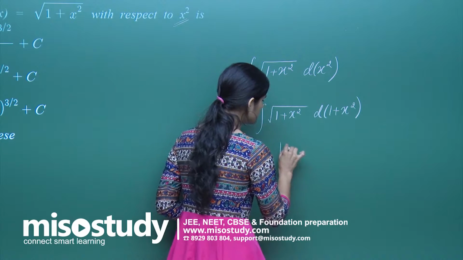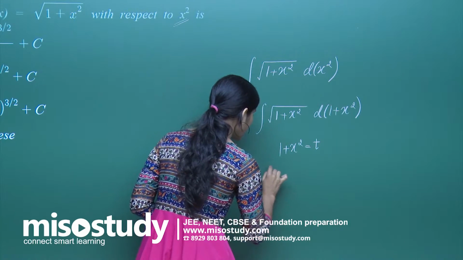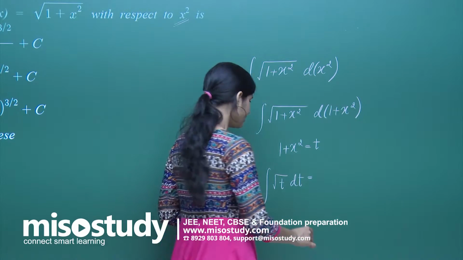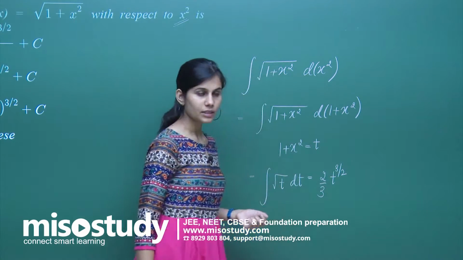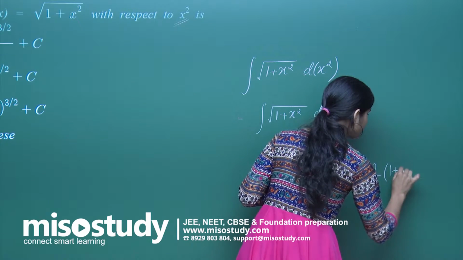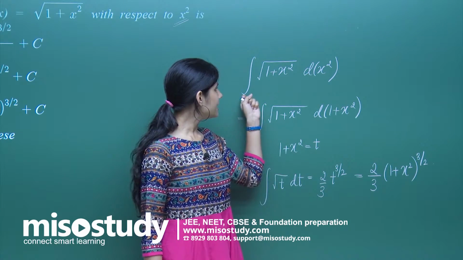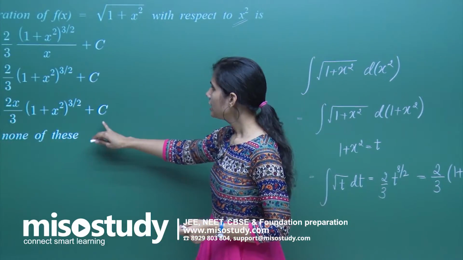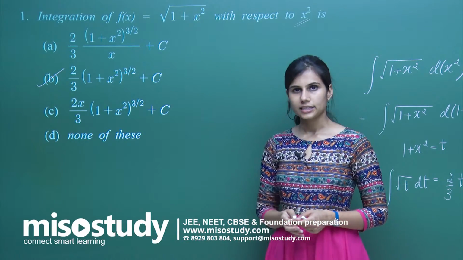Now if I take 1 plus x square as t, I get integral root t dt, which is something very easy. This is nothing but equal to 2 by 3 t to the power 3 by 2. But that's not the answer, because t is being taken as 1 plus x square. So your answer is 2 by 3 (1 plus x square) to the power 3 by 2, the indefinite integral of under root 1 plus x square with respect to x square, plus obviously the constant of integration, and therefore B is the correct answer.